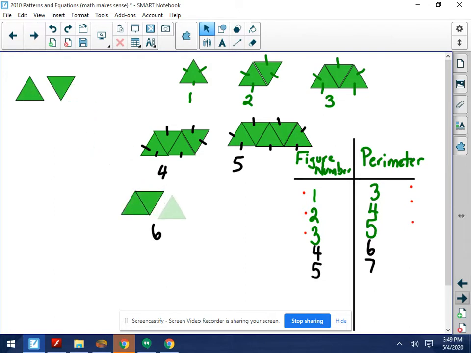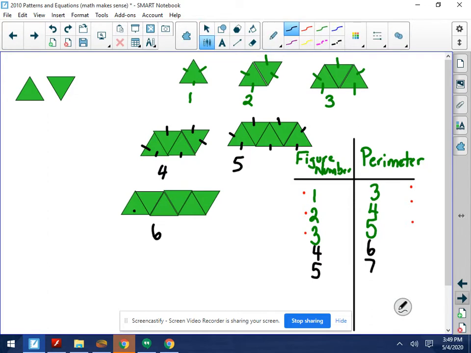2, 3, okay. So that was shape 5 there. Shape 6 would look like that. And it has a perimeter of 1, 2, 3, 4, 5, 6, 7, 8. 8 lengths. Okay, so that's our T-table. We can see the pattern growing here by +1.